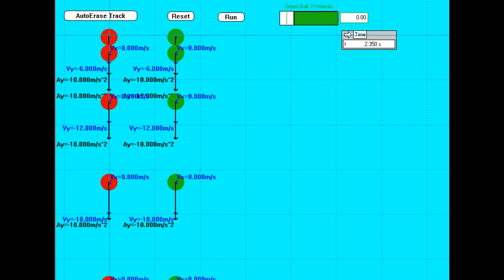Now, they're at the same height. They've fallen the same amount of distance. Again, distance in the y, s, would be equal to 1/2 g t squared. g is the same for both, so at any given time, they will have both fallen the same distance.